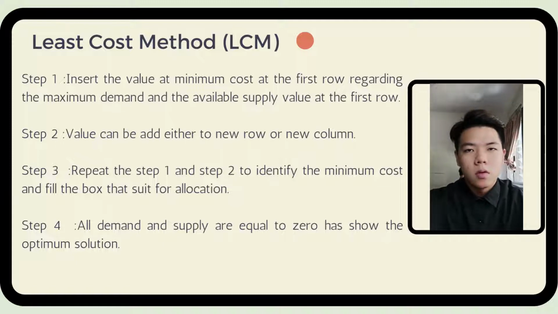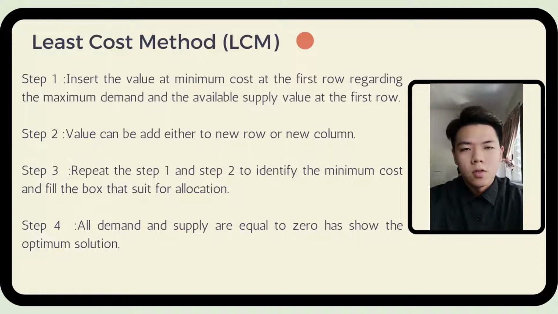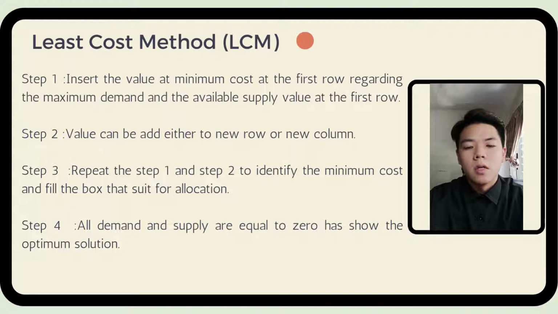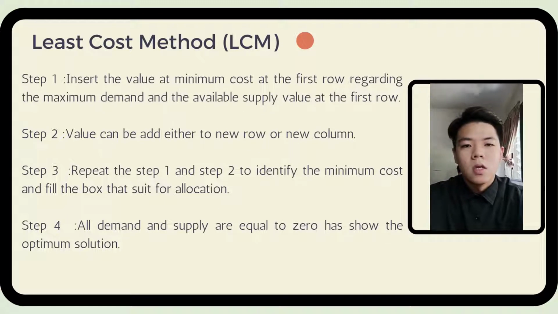Insert the value at the minimum cost in the first row, regarding the maximum demand and the available supply, while the highlighted cost, which is the highest cost in the row, will be ignored. Step 2: the value can be added to either the new row or the new column. Subtract the gray box value from the demand and supply, and insert it into the new column and/or the new row.